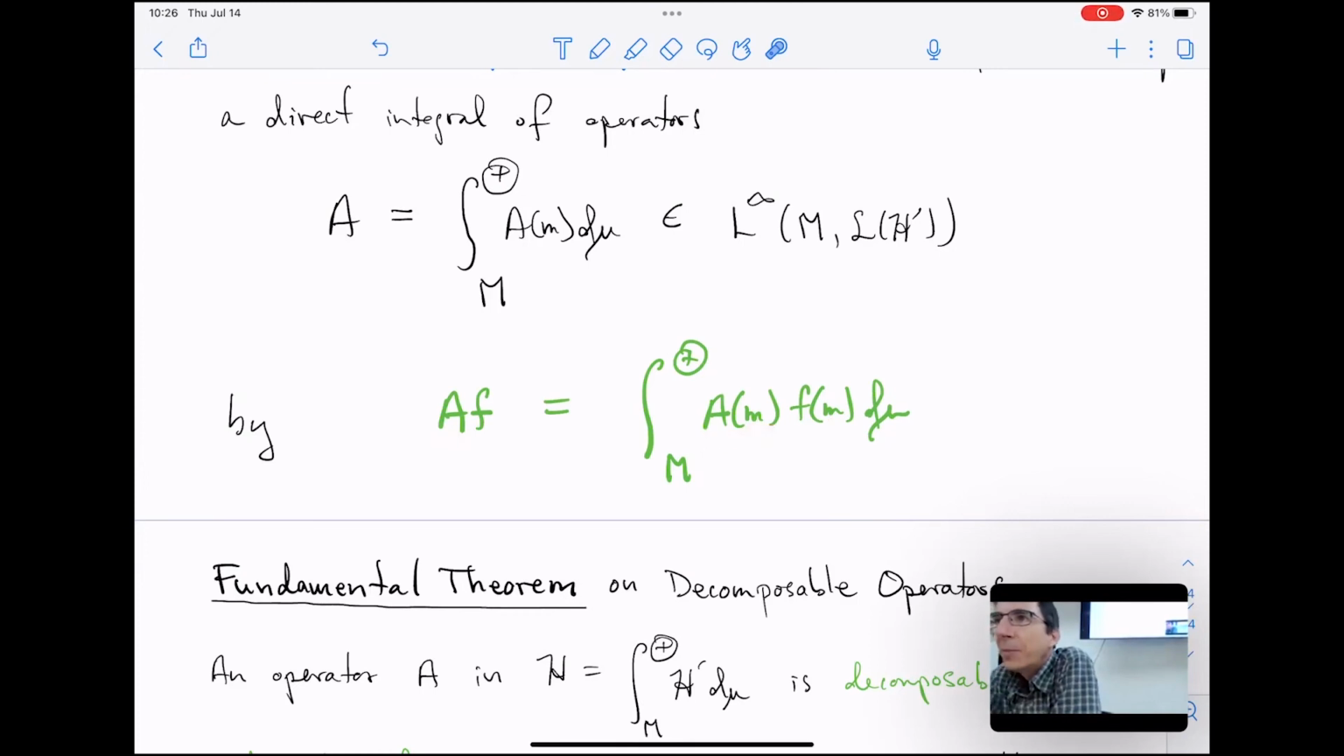At each point in the measure space, it acts by a separate operator. They're not coupled. So this is decoupling into all the different M's. Right? And that's what the Fourier transform is going to do. We have to prove it.